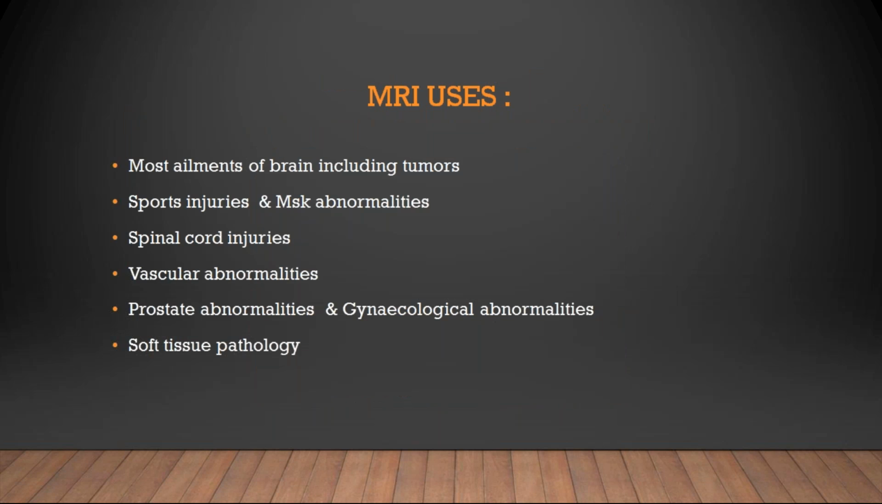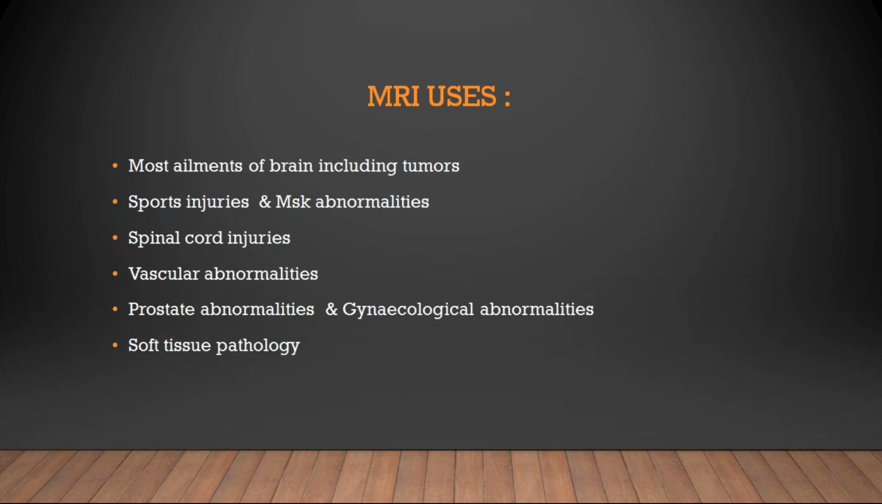What are the uses of MRI? Most ailments of the brain like infarct, hemorrhage, tumors can be easily obtained. Sports injuries and musculoskeletal abnormalities like ACL injuries of the knee, other abnormalities of the musculoskeletal system can be recognized, and spinal cord injuries like traction, any fracture and neural compressions, etc. can be easily recognized using MRI.